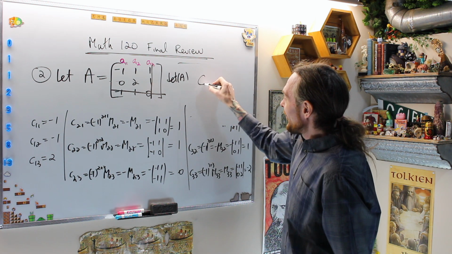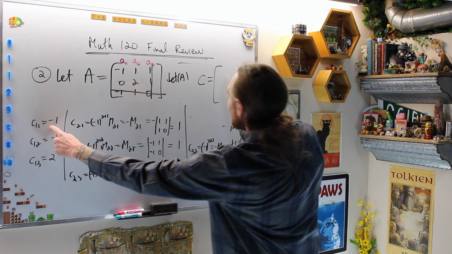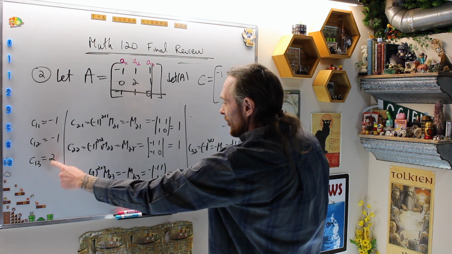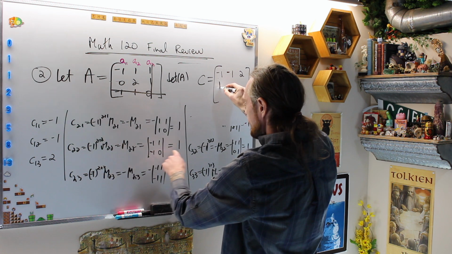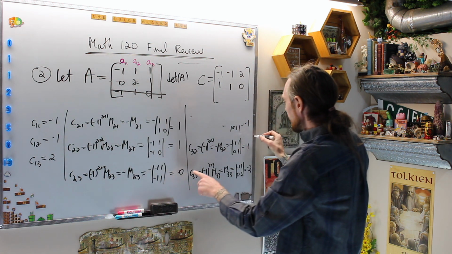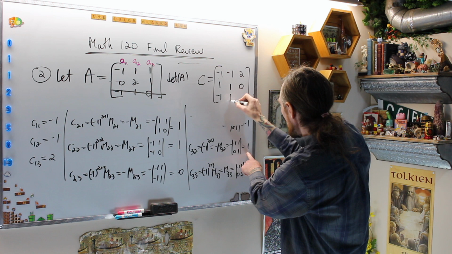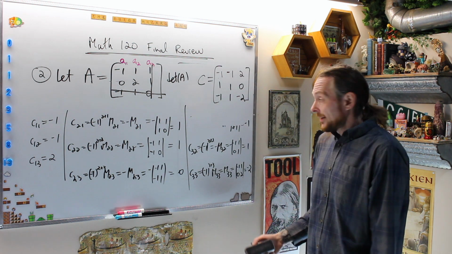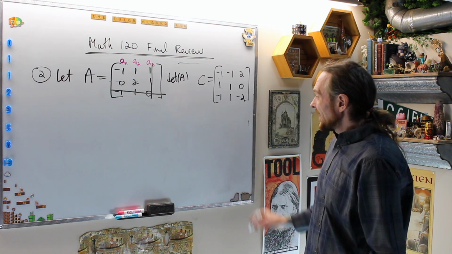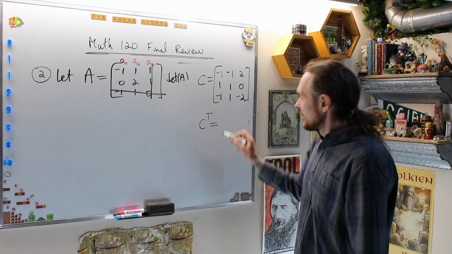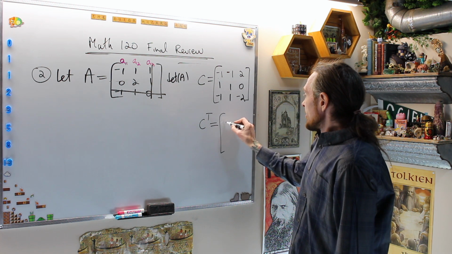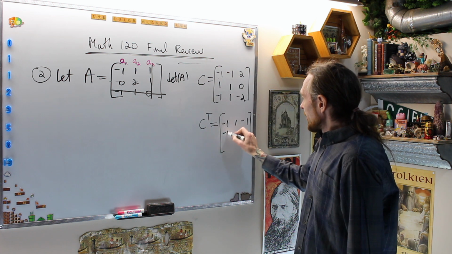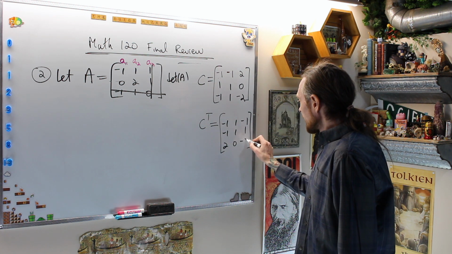So I also need the cofactor matrix. That's now C11, negative 1, C12, negative 1, 2. Row 2 is going to be 1, 1, 0, and row 3 is going to be negative 1, 1, negative 2. This is the matrix of cofactors of A. And that's not quite what I need. I need that thing transposed. So that will be negative 1, 1, negative 1, negative 1, 1, 1, 2, 0, negative 2.